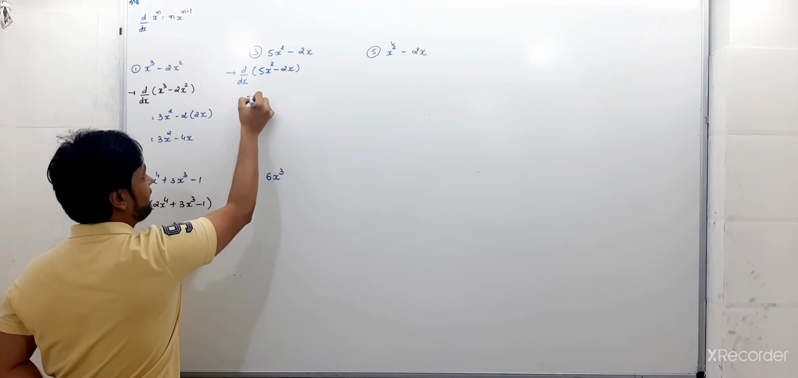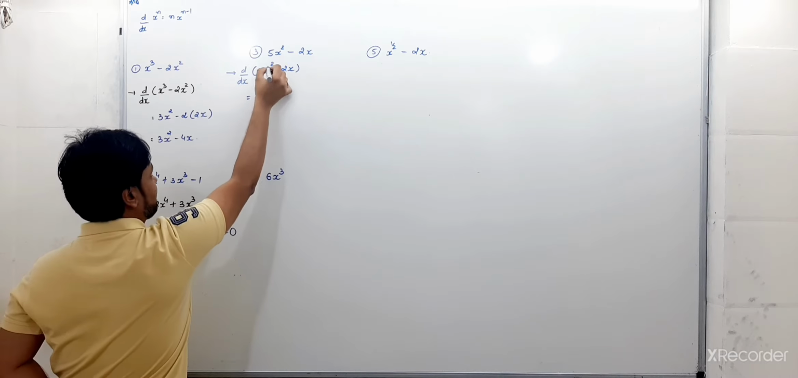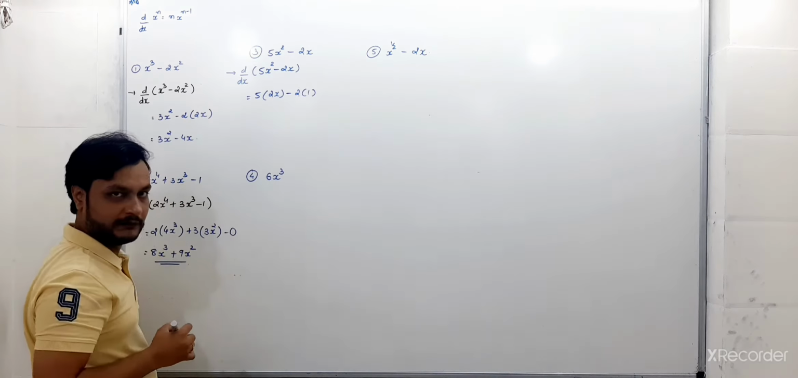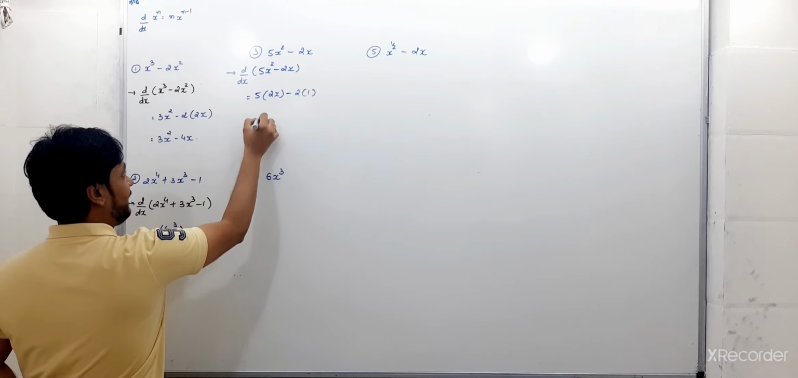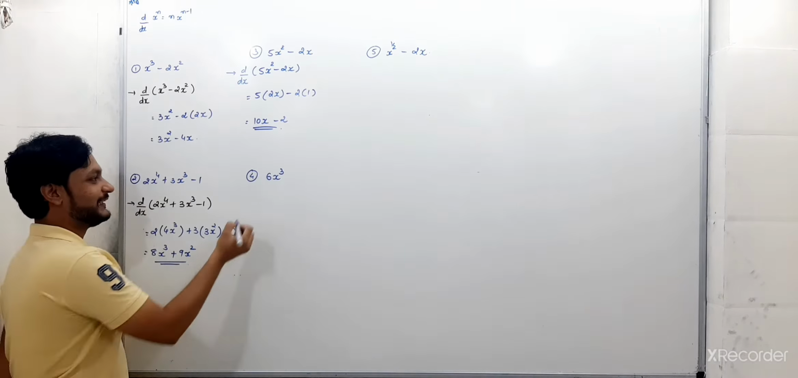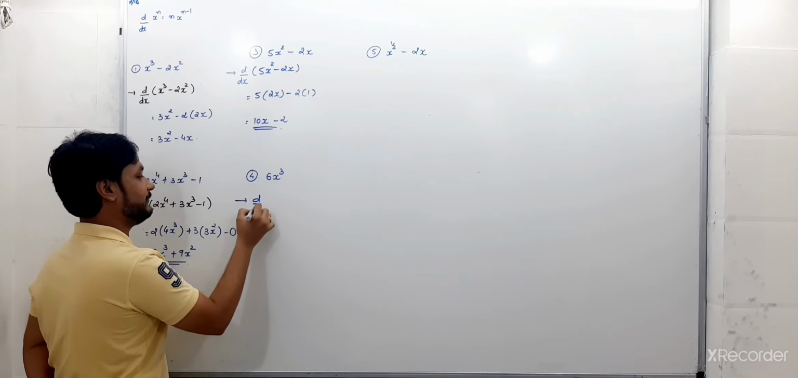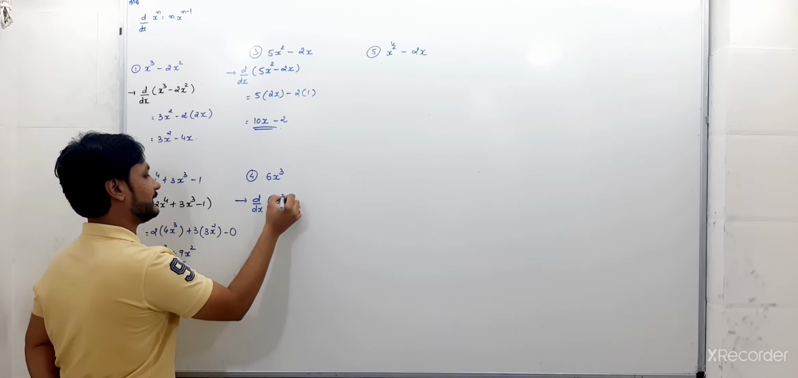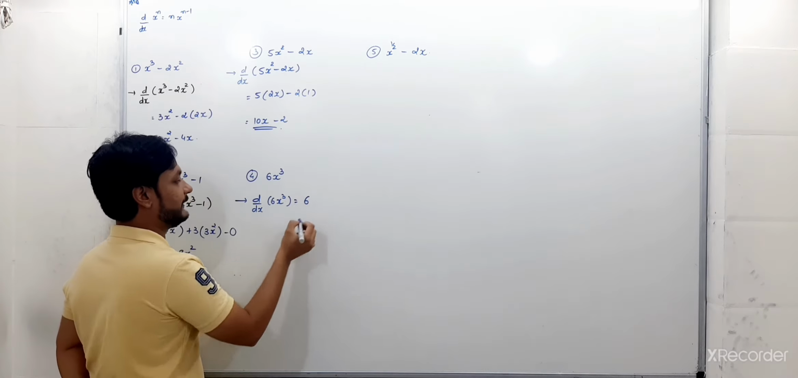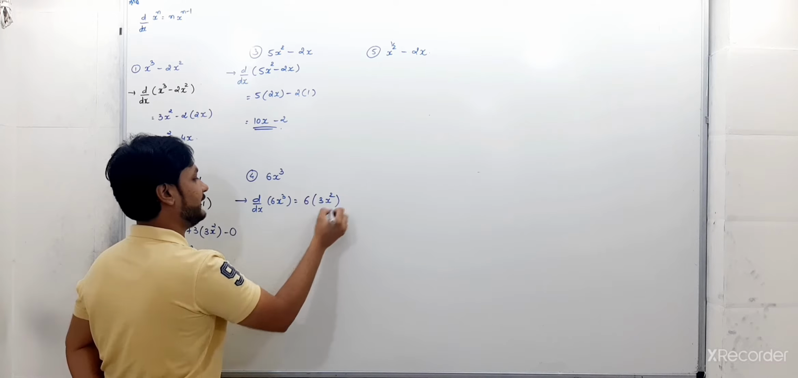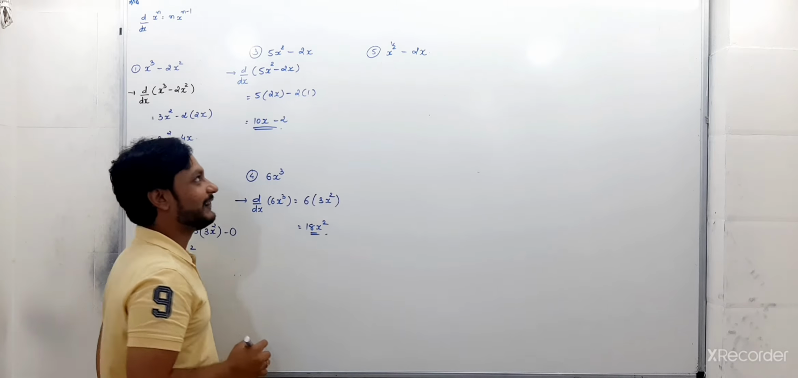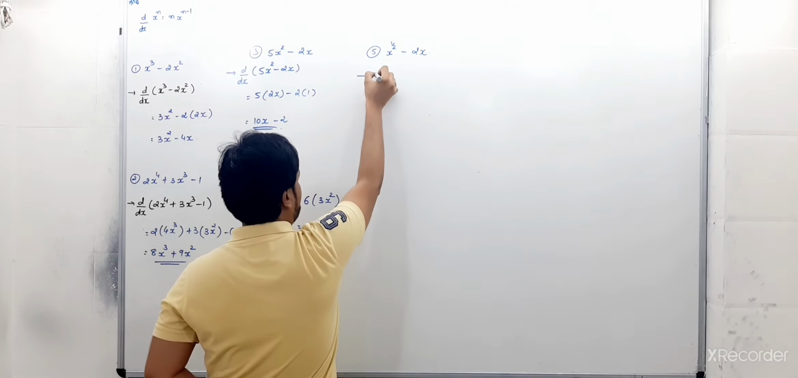Then here again, d by dx of 5x square minus 2x. So the differentiation of 5x square is 5 times 2x, minus 2x differentiation is 1. You know this, right? So 5 2s are 10x minus 2. This is your answer. Then d by dx of 6x cube: 6 is a constant outside, take the differentiation of x cube, so 3x square, 6 3s are 18x square. This is your answer.